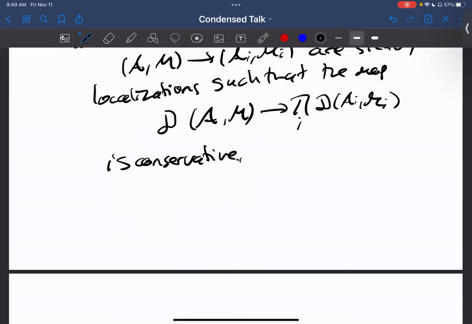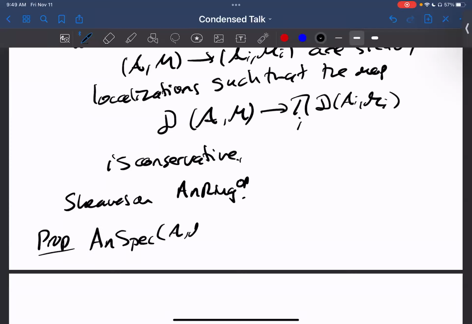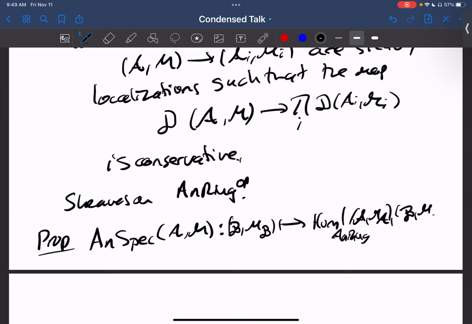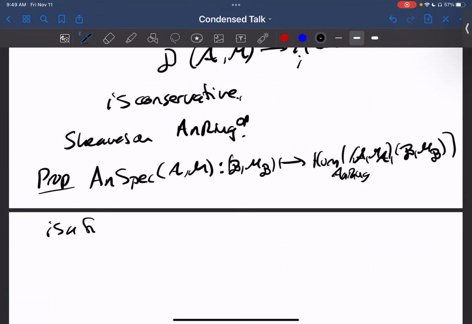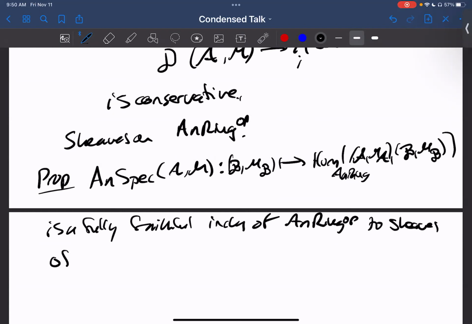Okay, so now we're going to talk about sheaves on analytic rings up. In particular, we have a proposition that says that the analytic spectrum of an analytic ring, so this is going to take the (M, B) to analytic comms from (A, M_A) to (B, M_B), is a fully faithful inclusion of analytic rings up to sheaves of anima, so infinity groupoids, on analytic rings up.